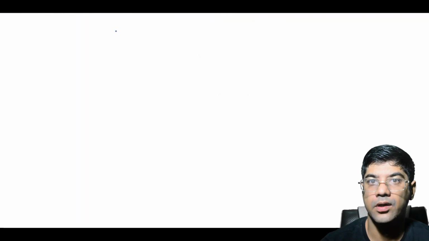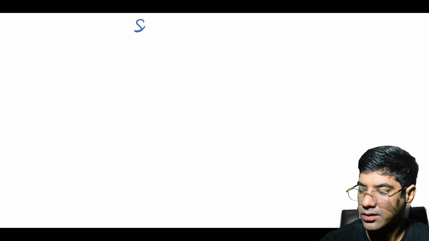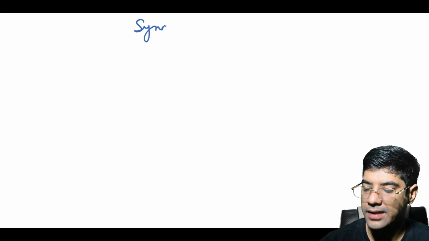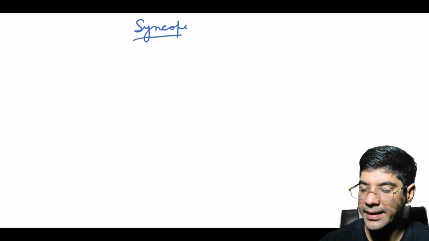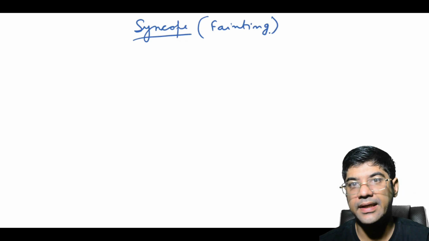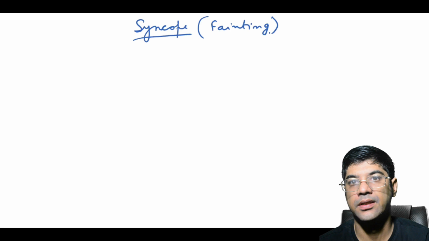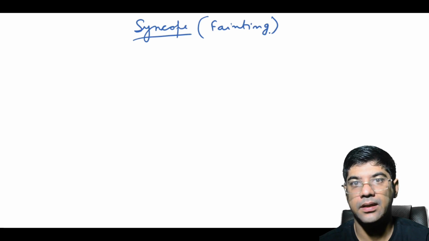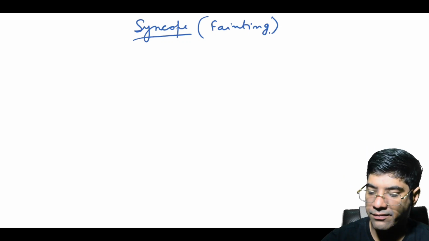Hello everyone. Today we are going to discuss syncope. What is the other name of syncope? It is also known as fainting. So here you will see transient loss of consciousness that occurs due to reduction in the blood flow to the brain, that is, temporarily. So what could be the causes of syncope?